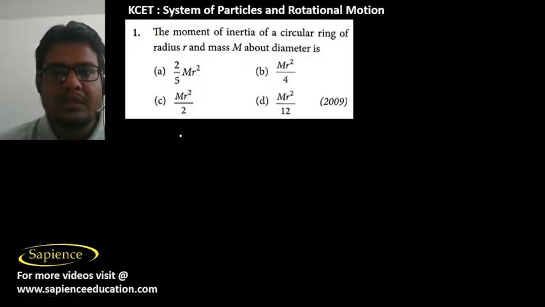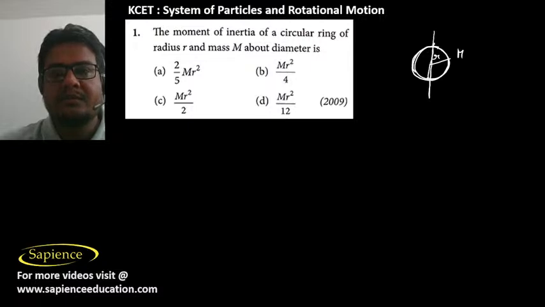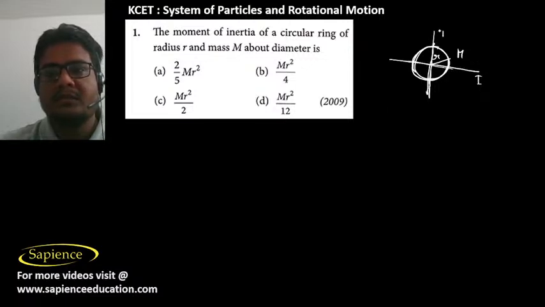So it is told that the moment of inertia of a circular ring of radius r and mass m about its diameter is, okay, moment of inertia of a circular ring which is having radius r and mass m about its diameter. So here we can apply the perpendicular axis theorem. So we can say that this I and this is also I. So Ix plus Iy equals Iz, we can say.